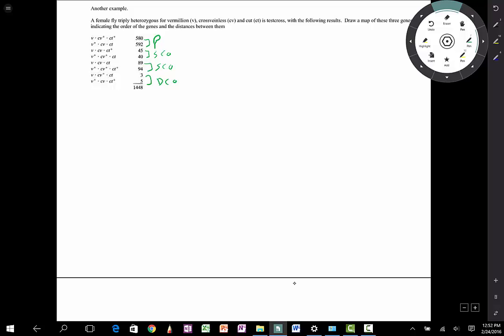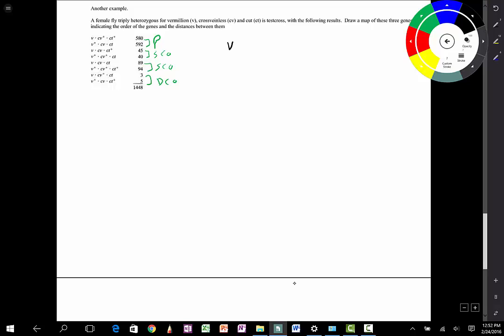So first things first, figure out what's on what side of the line. Our parentals are telling us that V, CV plus, and CT plus go together, and V plus, CV, CT go together.